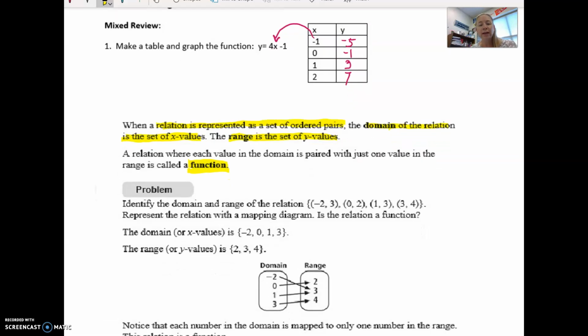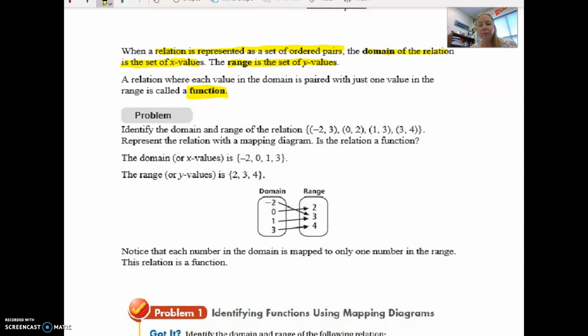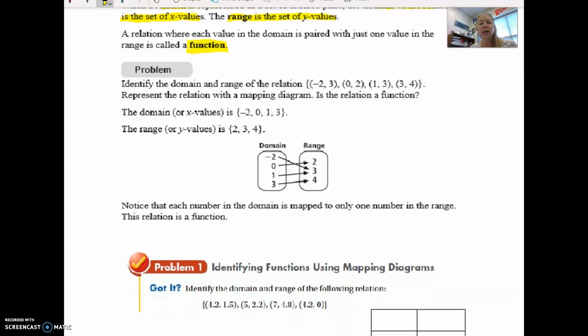So in this example here, they want us to identify the domain and range of the relation. So they're giving us a set of ordered pairs. They also want us to represent it using a mapping diagram. I don't use mapping diagrams a ton, but you might see them on, let's say, the Kansas assessment or on a MAP test, something like that. So it's nice for you to be familiar with.